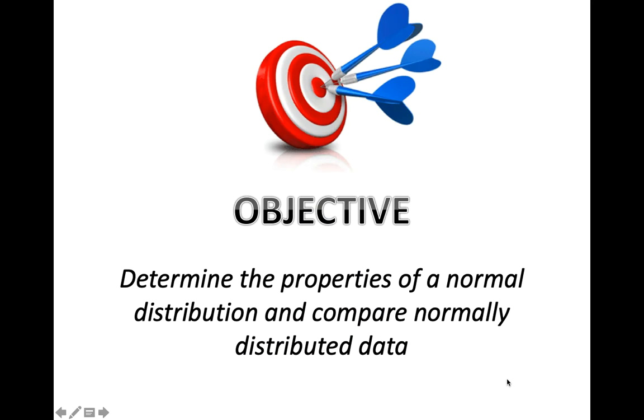In this lesson, certainly in the first part, we determined the properties of a normal distribution so that you understood what we mean by the term normal distribution and what you can expect from it. And then the second part of the objective was to compare normally distributed data. And that's what we'll be focusing on a little bit in this lesson.